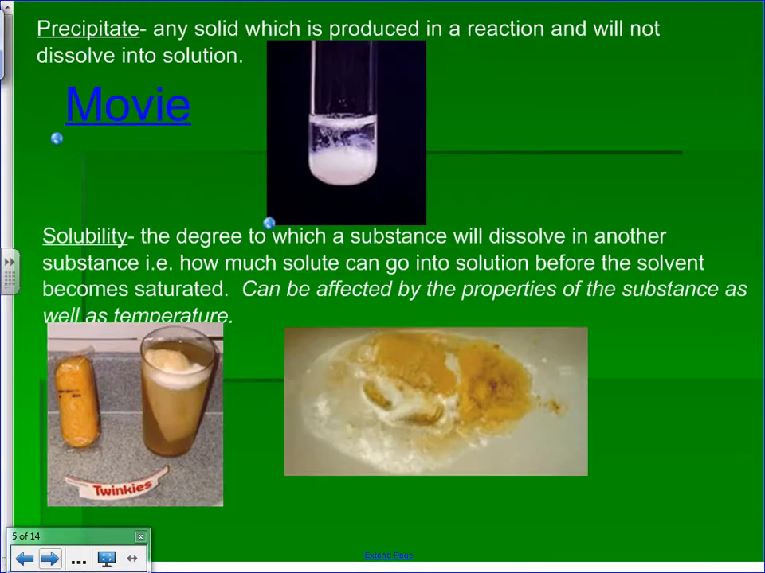A precipitate is any solid which is produced in a reaction and will not dissolve in the solution. We've talked about precipitate already, but here we can see that we've got a solid that's now settling to the bottom. I'll show you. I think hopefully this link still works. A quick video of that.